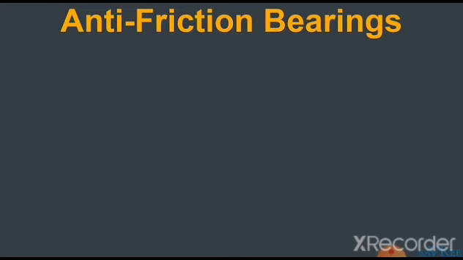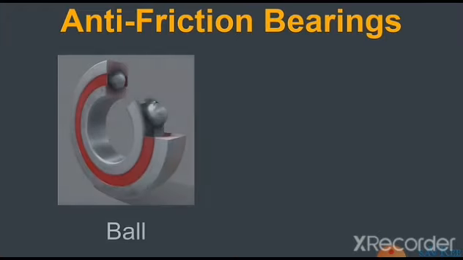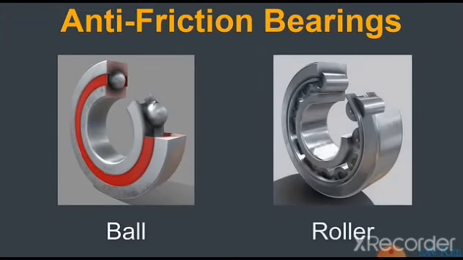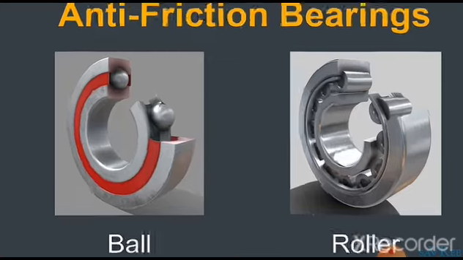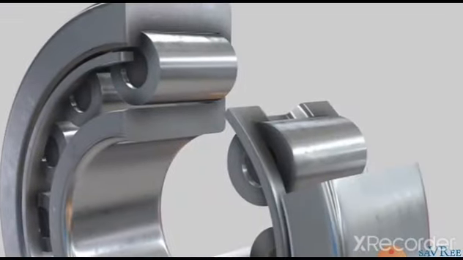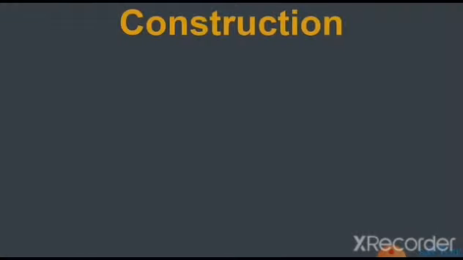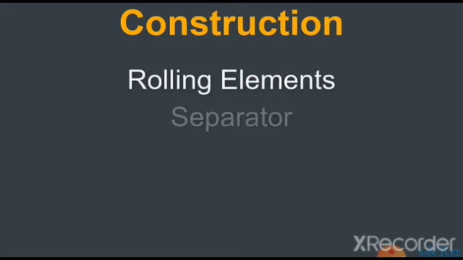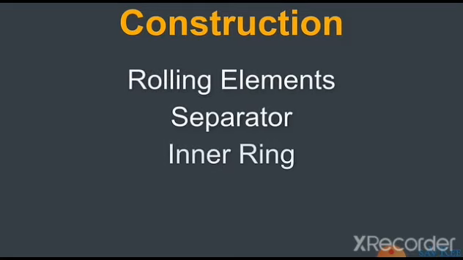There are two main categories of anti-friction bearing, ball and roller. As the name implies, ball bearings use balls as rolling elements. Roller bearings use rollers as rolling elements. In order to understand the difference between the two main types of anti-friction bearing, we need to have a look at the construction of an anti-friction bearing. An anti-friction bearing consists of rolling elements, a separator, an inner ring, an outer ring, and sometimes a shield or a seal.